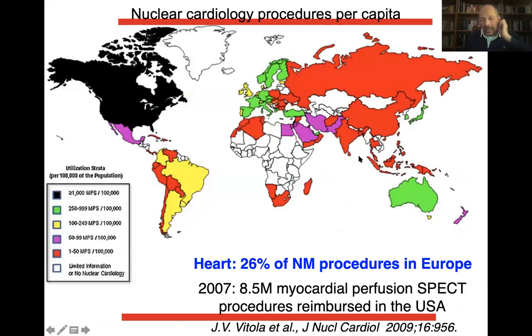So out of this myocardial perfusion, you see that most of them happens in the United States. The United States is one of the main centers where they use this technique. You see, in 2007 there were 8.5 million myocardial perfusion SPECT procedures reimbursed in the United States. 8.5 million. And in Europe, this heart imaging with the technetium takes about 25%, so it's about 1/4 of all the nuclear medicine procedures in Europe.